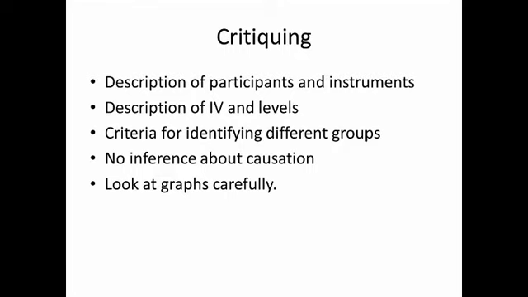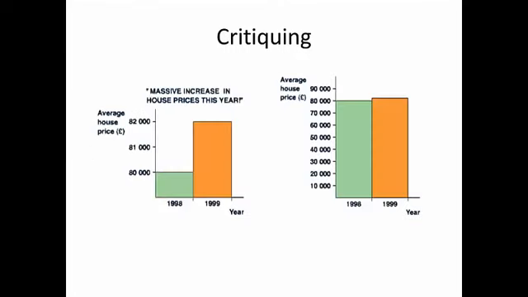Let me give you 2 kind of fun examples. These are actual graphs that were used in 2 different newspapers about the increases in house prices this year. So the graph on the left was used under the headline of massive increase in house prices this year. And it kind of looks like it. But the graph on the right is the same graph, just with a different scale. And these came out of somewhere in England, if I remember correctly. So look at how the graphs are shown and the tables are shown in the research article.